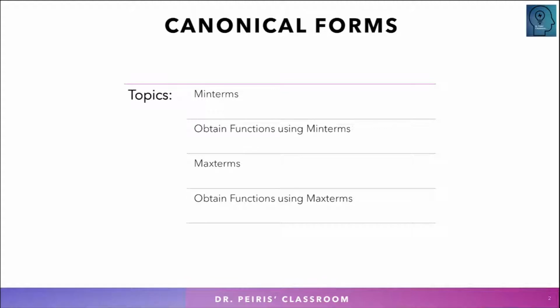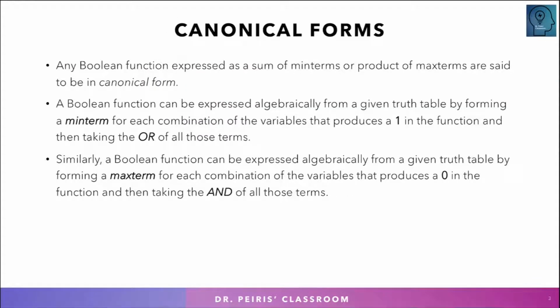In the canonical forms, first I am going to explain minterms and how to write down the functions using minterms. The second part is to learn maxterms, then how to write the functions using maxterms. So what are the canonical forms? We can write down any Boolean function as a sum of minterms or as a product of maxterms. If it is in the form of sum of minterms or product of maxterms, we call that the function is in canonical form.